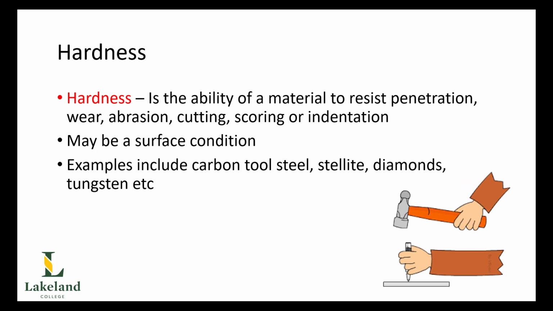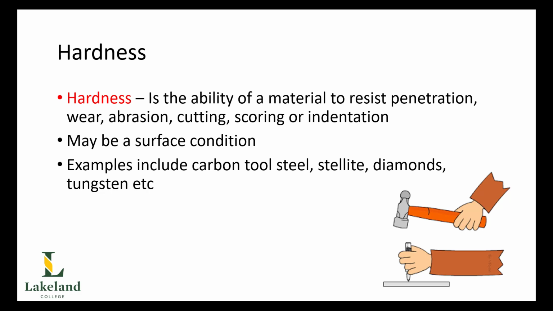Okay, the next one is hardness. Hardness is the ability of a material to resist penetration, wear, abrasion, cutting, scoring, or even indentation. Anything to resist any of those is described as hardness. And this may or may not be a surface condition. So the material, for example, may be case hardened. We'll talk a little bit about case hardening later.